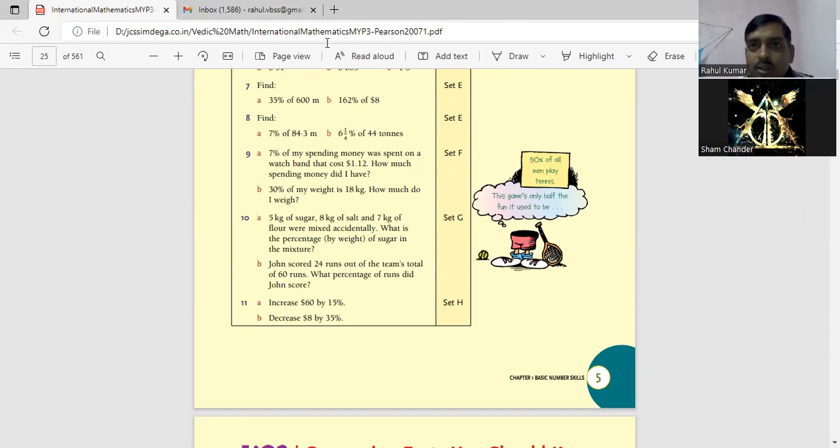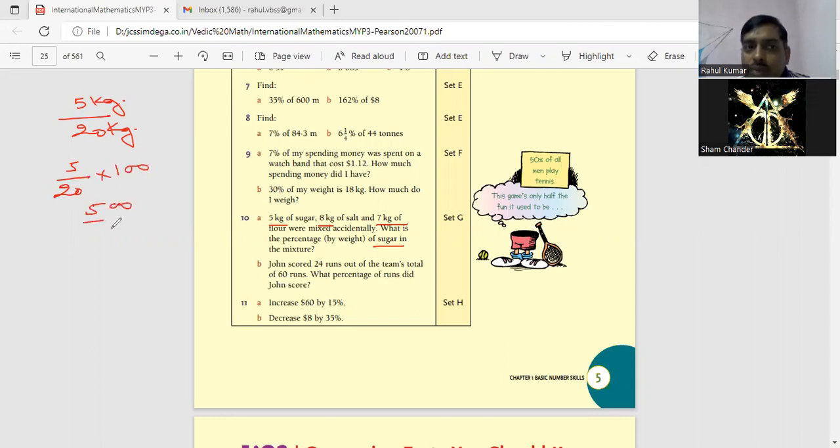How can you say here, the addition of the total ingredients is how much? 20 kg. You have to find the percentage of what? Sugar. So out of 20, it is 5 kg. So it should be 5 over 20. Convert this into percentage, times 100. So this will become 500 over 20, that will give you 25%. Yes, sir.